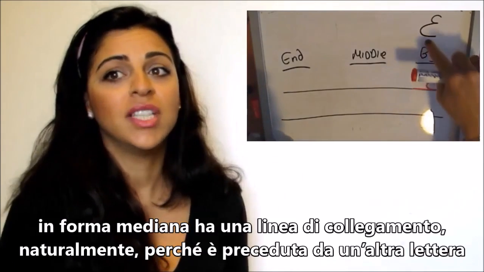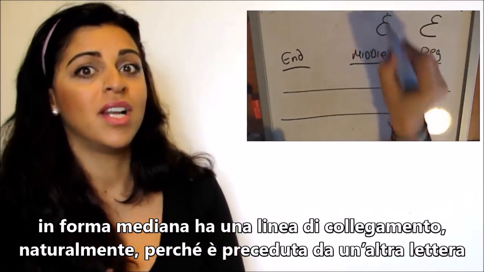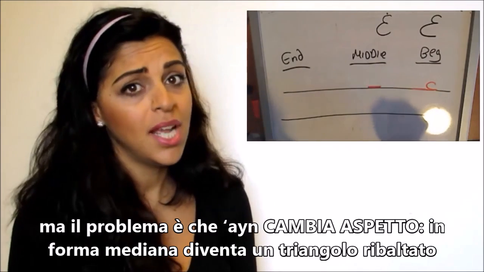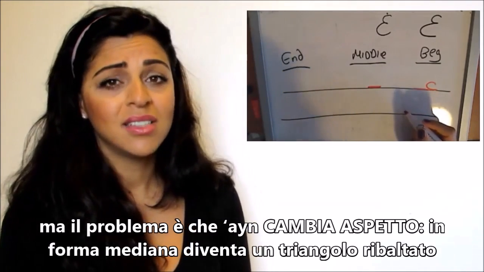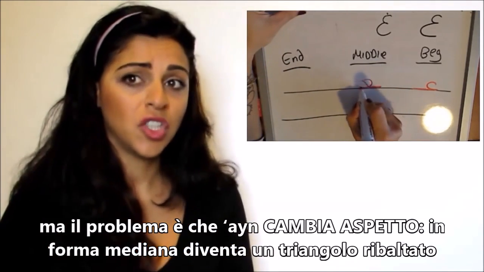Ayn in the middle actually has a helping line from the right, of course, because it comes preceded by some other letter and it's in the middle. So I write my ayn in the middle, but the problem of the ayn in the middle is that it changes form. It takes this strange form of a triangle, an upside down triangle actually.